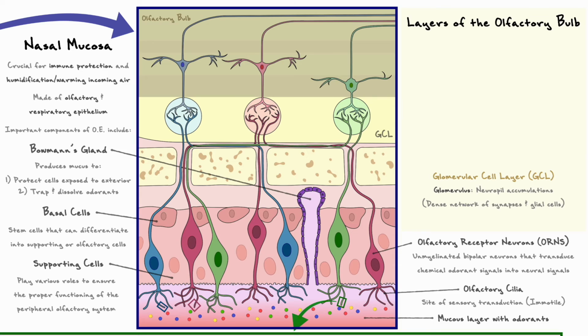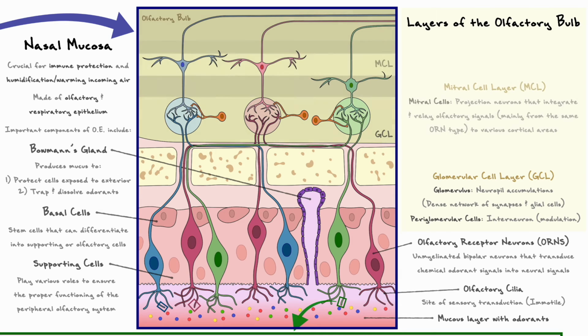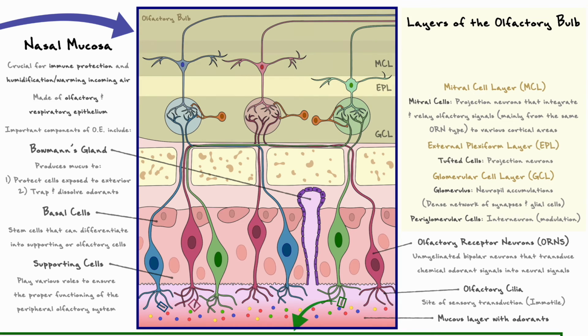In addition to the synapses between the ORNs and the projection neurons, each glomerulus also contains the input from periglomerular cells, which are simply interneurons that modulate the activity inside the glomerulus. Now, in terms of the projection neurons, there are 2 main types that we can consider, and the 2 are located in 2 different layers. The principal type of projection neuron is the mitral cell, and its cell body is located in the mitral cell layer. The other type of projection neuron is the tufted cell, and is located in the external plexiform layer.